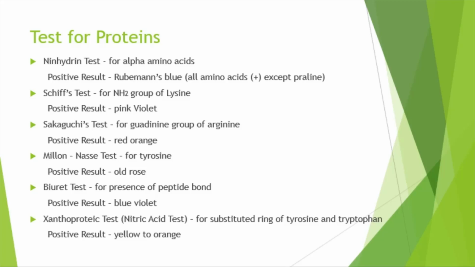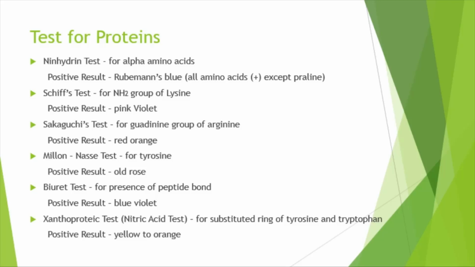Then we have your Millon's test. These are tests for tyrosine. So it yields a positive result of old rose. Then we have your Biuret test for the presence of peptide bonds. So the positive result would be blue-violet.